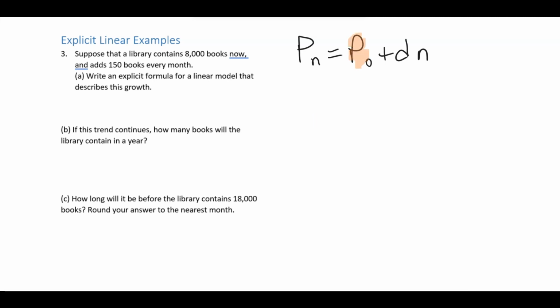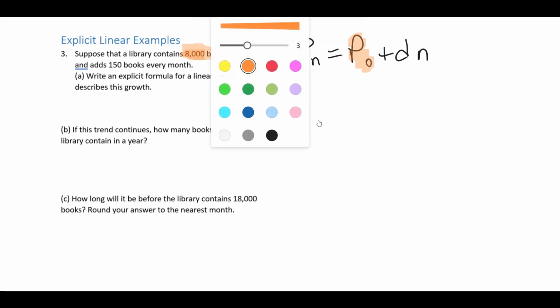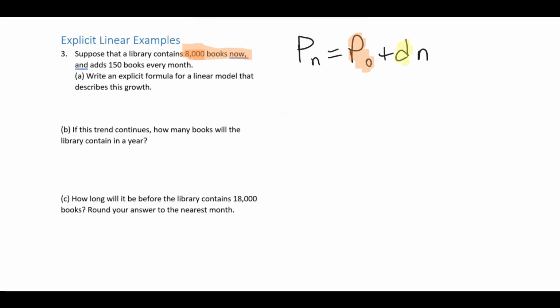P sub 0 is the initial value. That's the one they say, 8,000 books now. The D is the change. Adds 150, so that's a positive 150. So we can set up our formula. P sub n equals P sub 0, which is 8,000, plus D, which is 150 n. Here we have an explicit formula for this linear growth model.